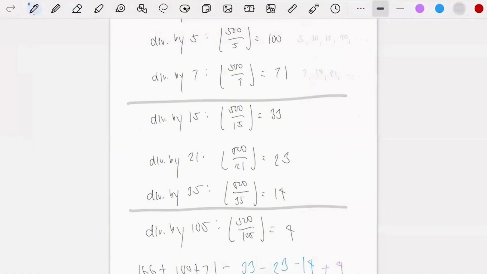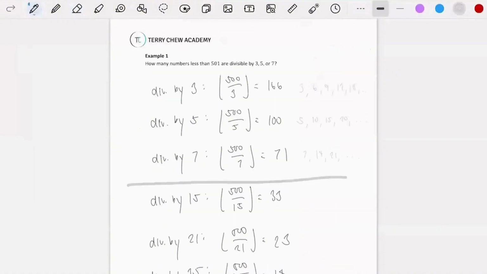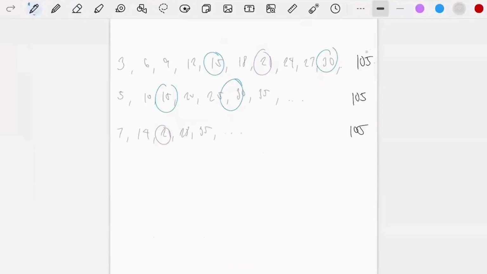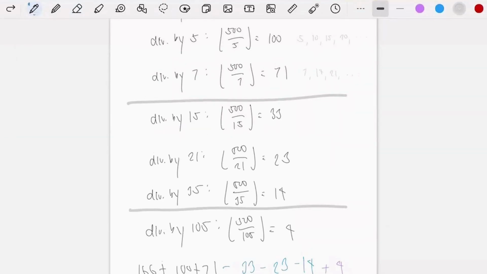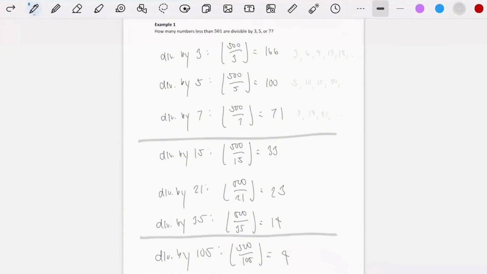But 105 is one of the valid numbers, right? So we have to add it back in. Yep. So we just add in multiples of 105. The same thing would go for 210, 315, and 420. Yep. So that's why we add a plus 4. Because we counted 105, we want to count 105 once. Does that make sense? So basically the steps are add all of this, subtract all of this, and then add this back in.